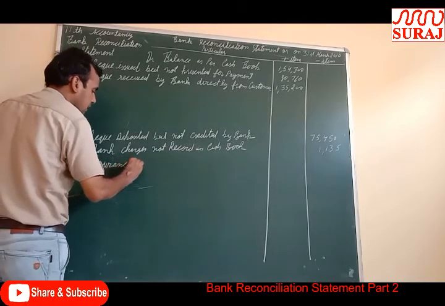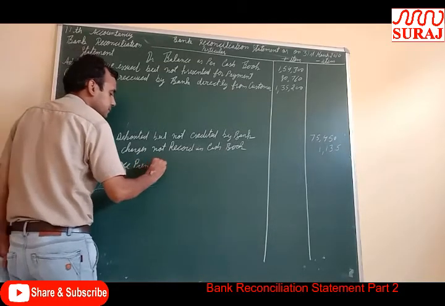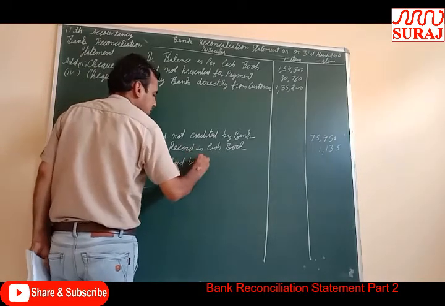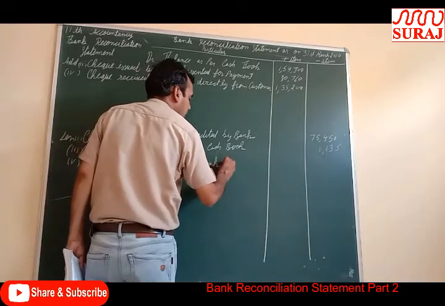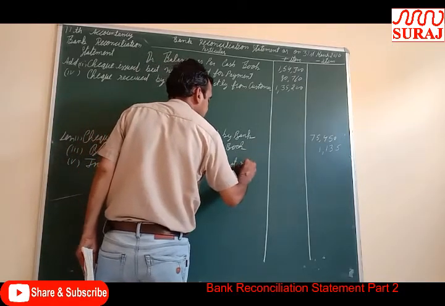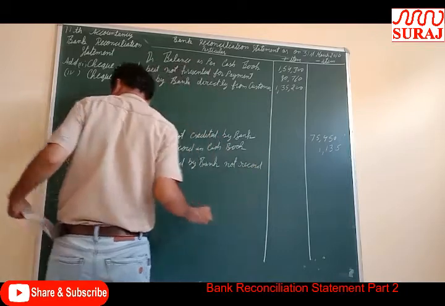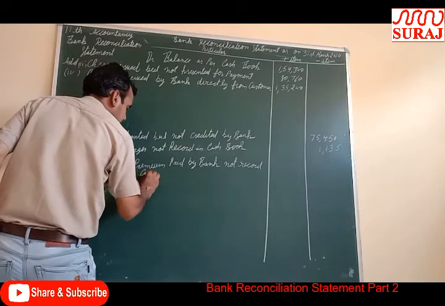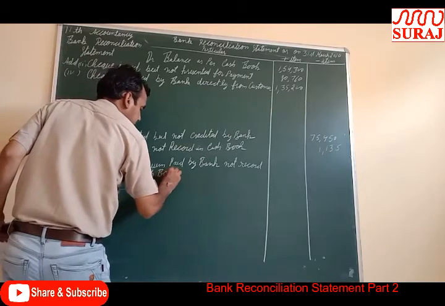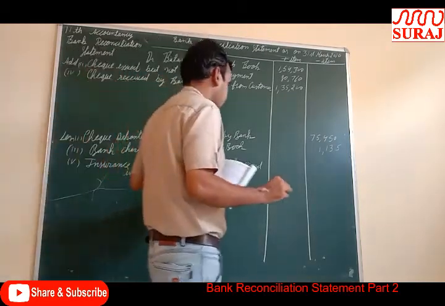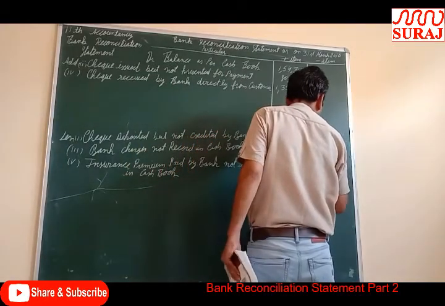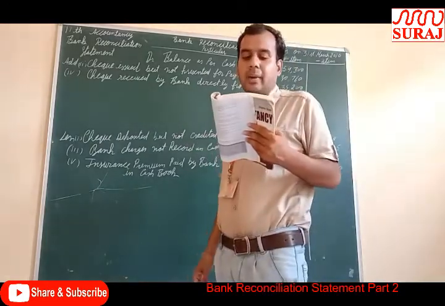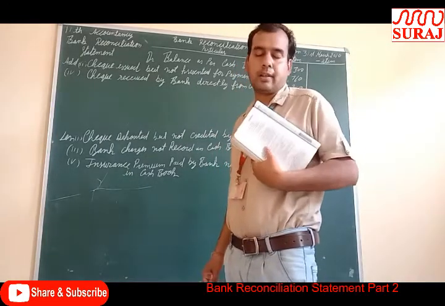Insurance premium paid by bank, not recorded in cash book. That's your minus item, 15,400. Last, dividend collected by bank but not recorded in cash book.